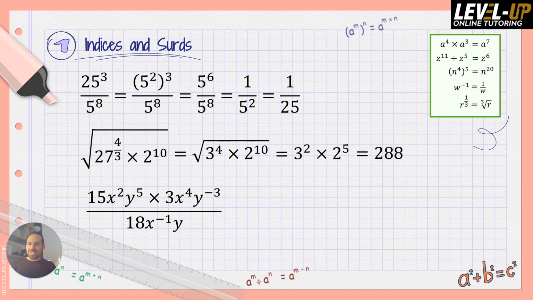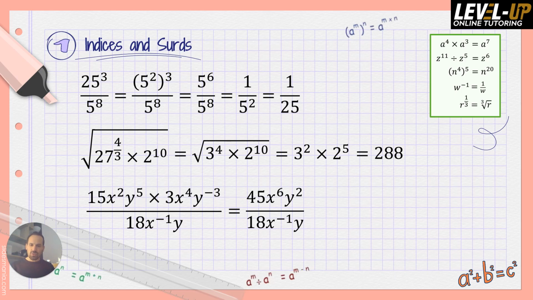Now you could take something like this, where there's a lot more going on. With something like this, typically we want to bring together our terms first. So on the numerator, we've got two things multiplying each other. We bring together the common parts of each of those terms. So 15 times 3 gets 45. The x squared times x to the 4 will be x to the 6. Y to the power 5 times y to the minus 3 will be y to the power 2, just using our indice laws as usual.